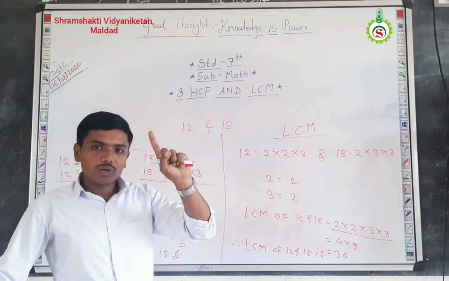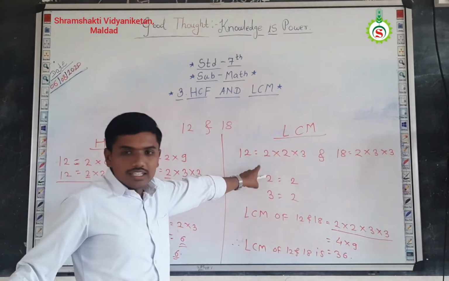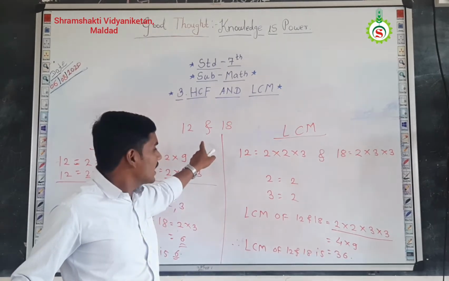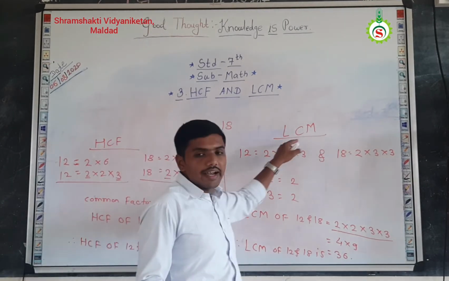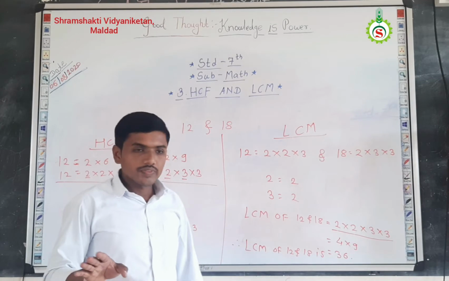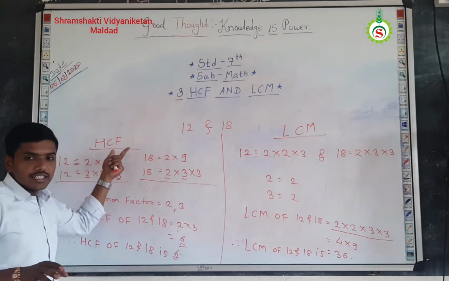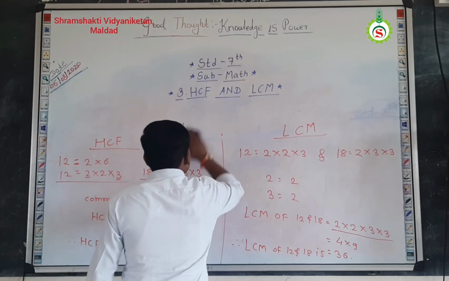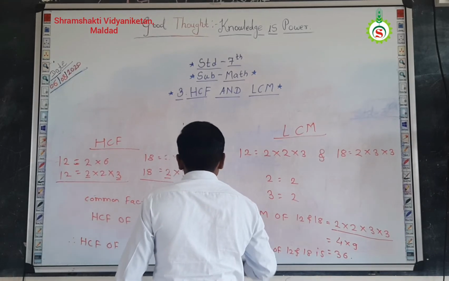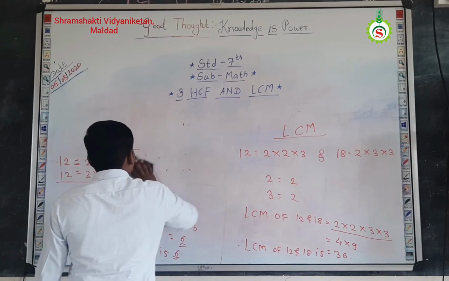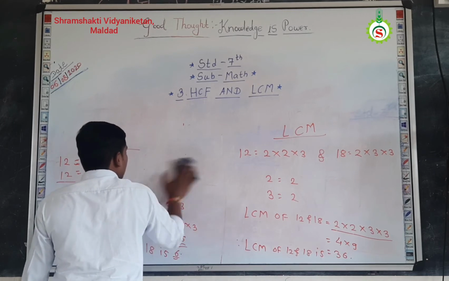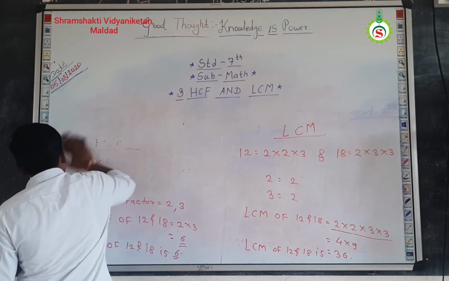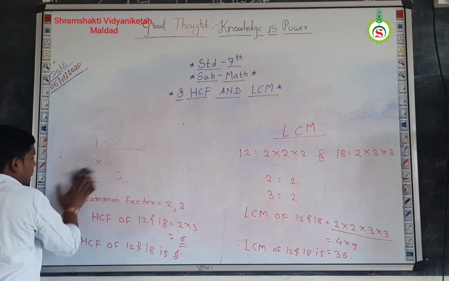Here you have to keep one thing in mind: the division method for finding the HCF is not applicable for finding the LCM. It is applicable only for finding the HCF. So this is one of the examples for finding the LCM. Now I think all of you are able to find the HCF and LCM of the given numbers.